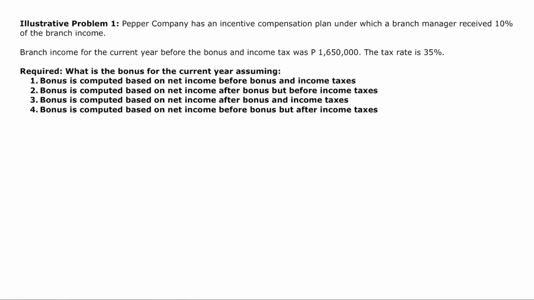Okay? Now, punta tayo sa illustrative problem number 1 to illustrate bonus computation. So, here, Pepper Company has an incentive compensation plan under which a branch manager received 10% of the branch income. Branch income for the current year before bonus and income tax was 1,650,000, then the tax rate is 35%. So the requirement is what is the bonus for the current year, assuming number 1, bonus is computed based on net income before bonus and income tax. So here on number 1, B will just be equal to 10% of net income kasi before bonus and income tax. So B will be equal to 10% of 1,650,000.